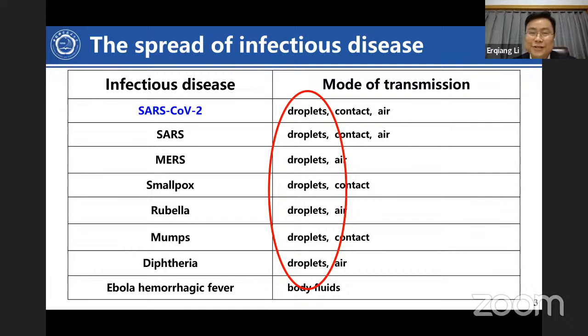Now I think almost everyone is aware that it is very important to wear masks because of the coronavirus. One of the mechanisms of transmission of the coronavirus, as well as many other infectious diseases such as SARS, MERS, and rubella, is through the droplets or aerosols produced by talking, speaking, sneezing, coughing, etc. So the virus can be transferred from the patient to healthy people. So it's important for us to understand how droplets travel in the air.